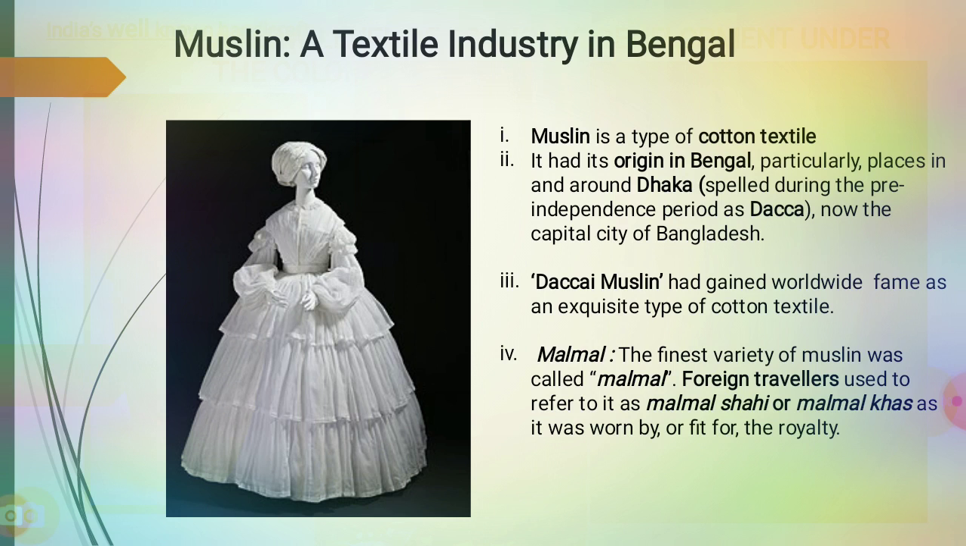The finest quality of this muslin was known as malmal, and since it was fit for royalty and worn by the elite class in India and foreign countries, foreigners used to refer to it as Malmal Shahi or Malmal Khas, because it was a sign of royalty and eliteness.